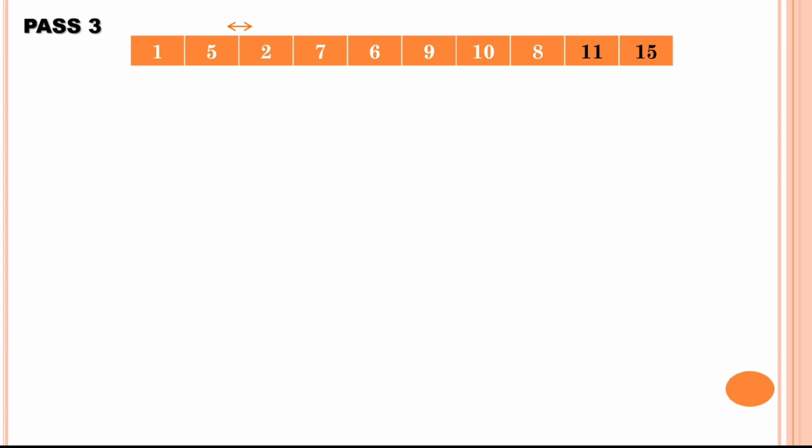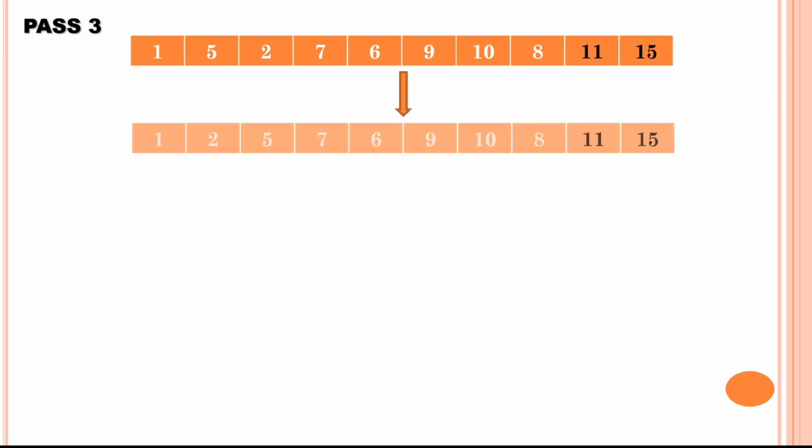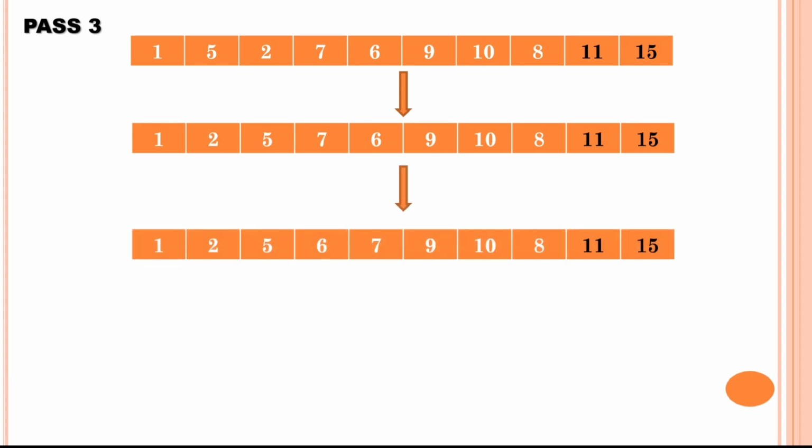Here 5 is greater than 2, so again there will be a swapping and we will get this list. Next pair 5 and 7. 5 is less than 7, so no swapping. Next pair is 7 and 6, where 7 is greater than 6, so there will be a swapping and we will get this list. Next pair 7 and 9.